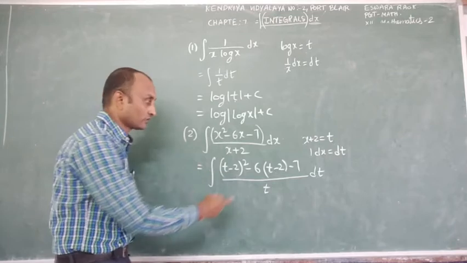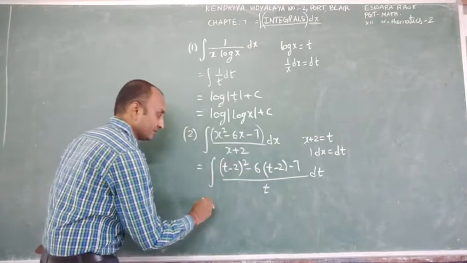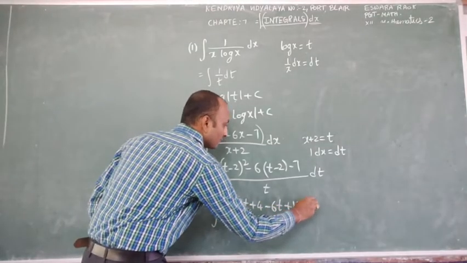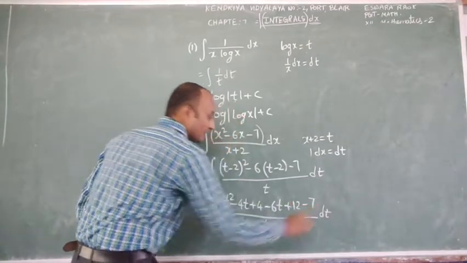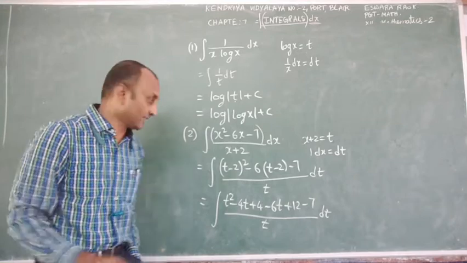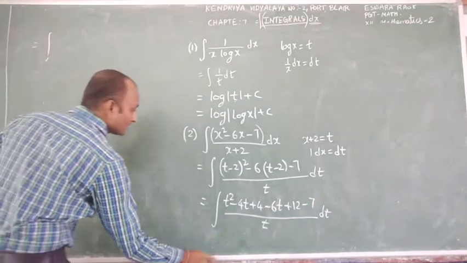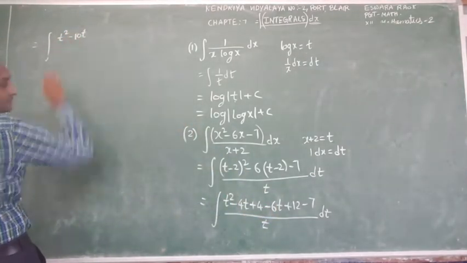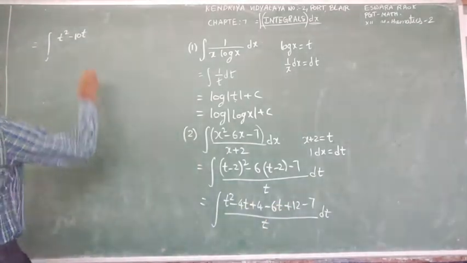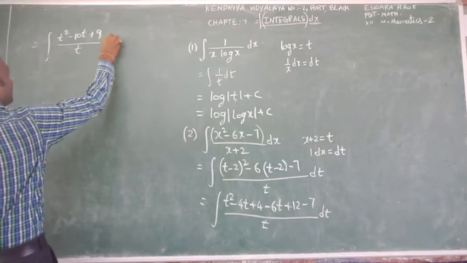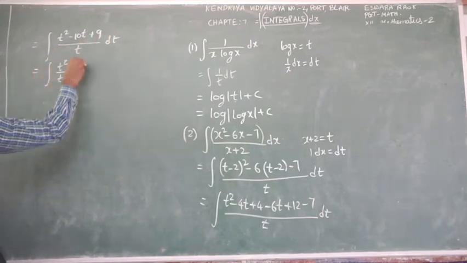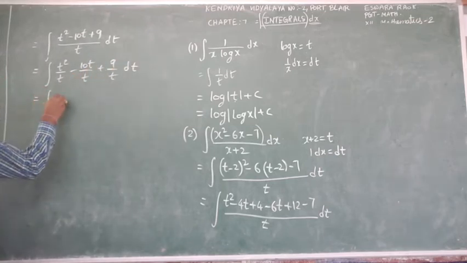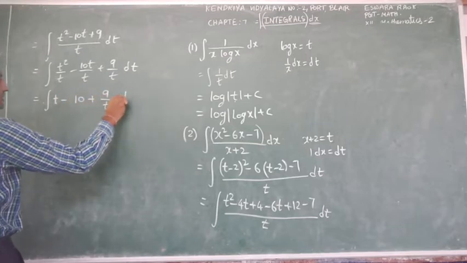So this one is (t minus 2) whole square minus 6 into (t minus 2) minus 7. Open it. t square minus 4t plus 4 minus 6t plus 12 minus 7, divided by t into dt. Even now I cannot integrate this directly. But after simplification, what is it? t square minus 4t minus 6t is minus 10t, plus 4 plus 12 is 16, minus 7 is plus 9, by t into dt. Split the fraction now: t square by t, 10t by t, 9 by t into dt. Now, t square by t means t minus 10 plus 9 by t into dt.